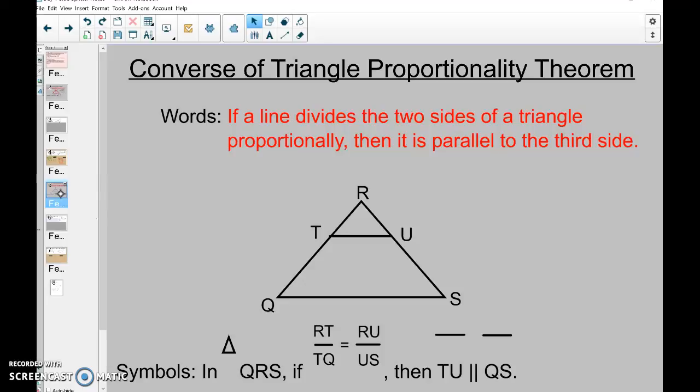So instead of saying if it's parallel, it divides it proportionally, now it's saying if it divides it proportionally, it must be parallel. Okay? So kind of like if I said if it's raining outside, I'm going to need a rain jacket. Very similar to if I said, if I need a rain jacket, it's probably raining outside. Okay, so same kind of statement, just flipping it back and forth.